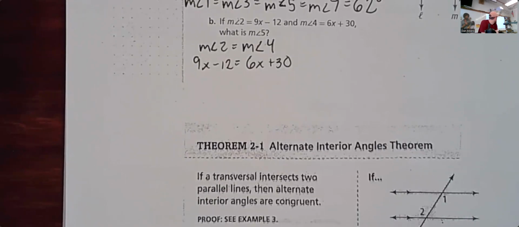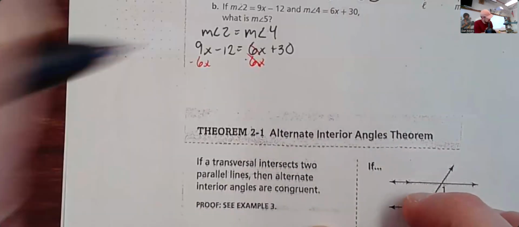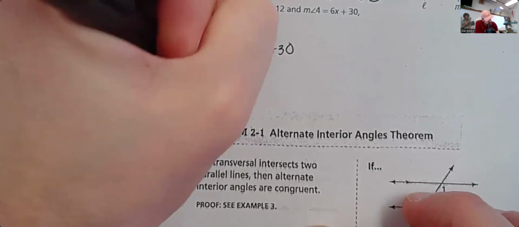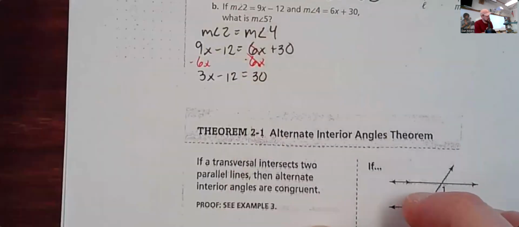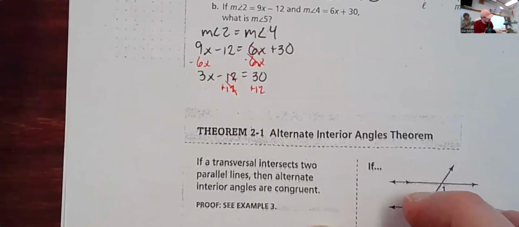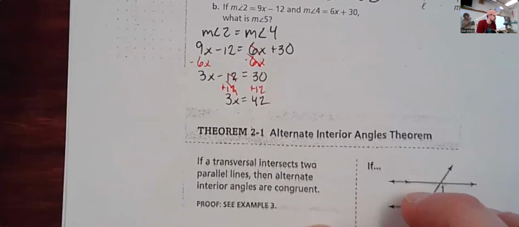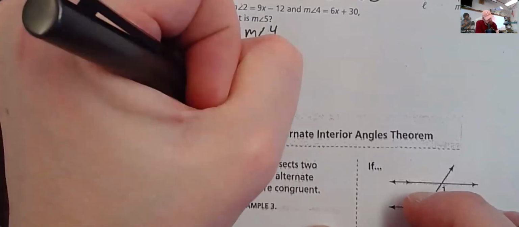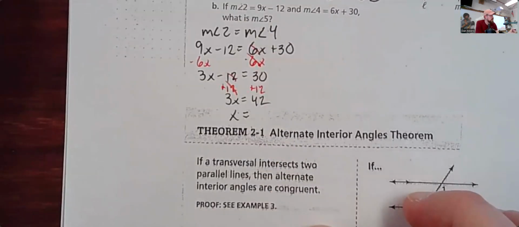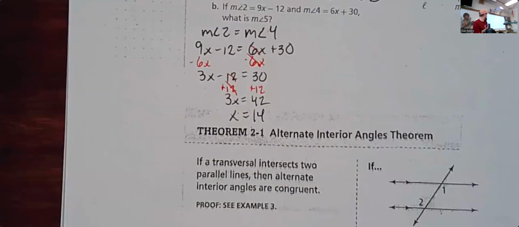How do we solve for x here? Straight up algebra, what are we doing? Okay, minus 6x from both sides. So that's going to be 3x minus 12 equals 30. Then what? Add 12, good. 3x equals 42. Then what? Divide by 3. Okay, what's 42 divided by 3? 14, okay. Is that the answer to this problem?